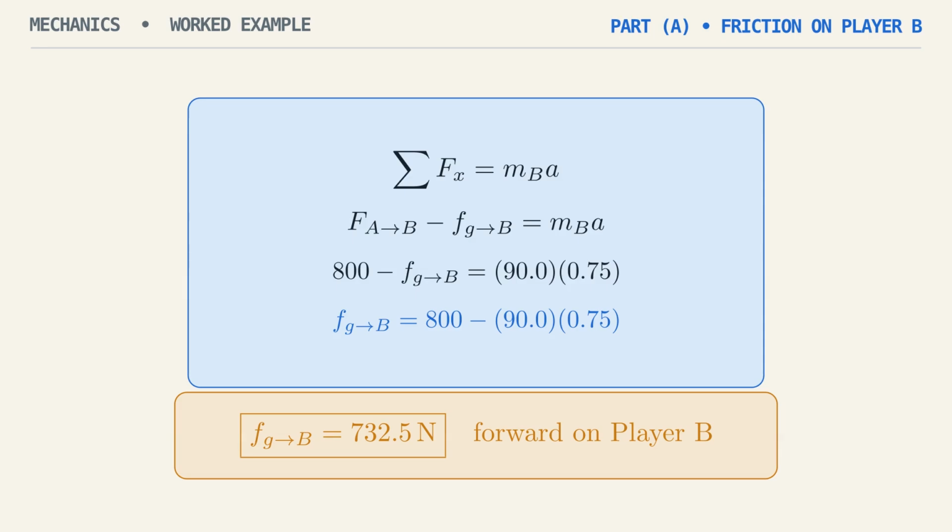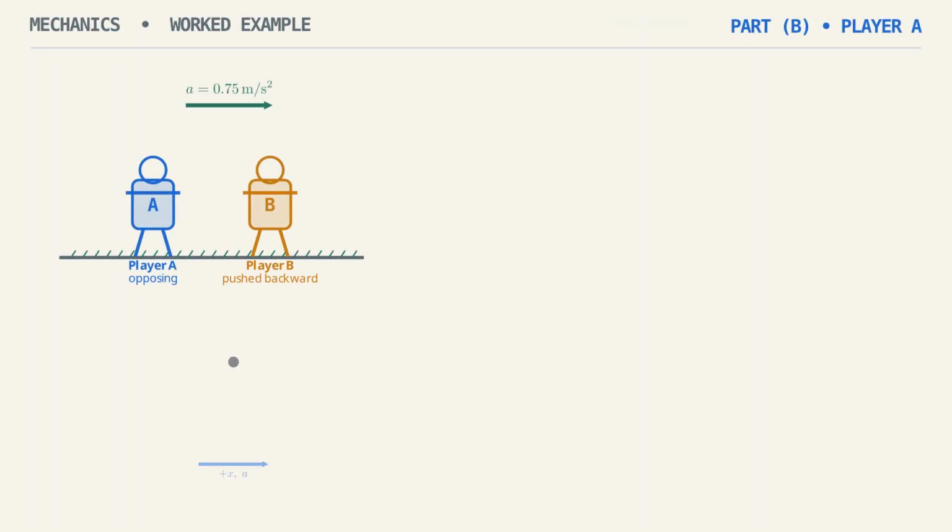Solving gives a friction magnitude of 732.5 newtons. It acts forward on player B, opposite the 800 newton backward push. Its smaller magnitude leaves the required backward net force. For part B, change systems and isolate player A.